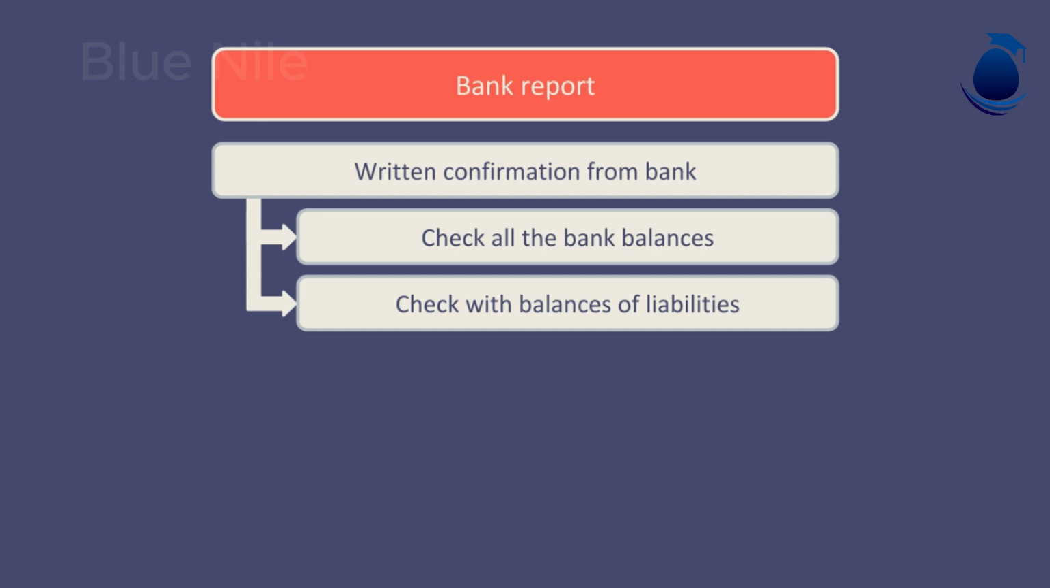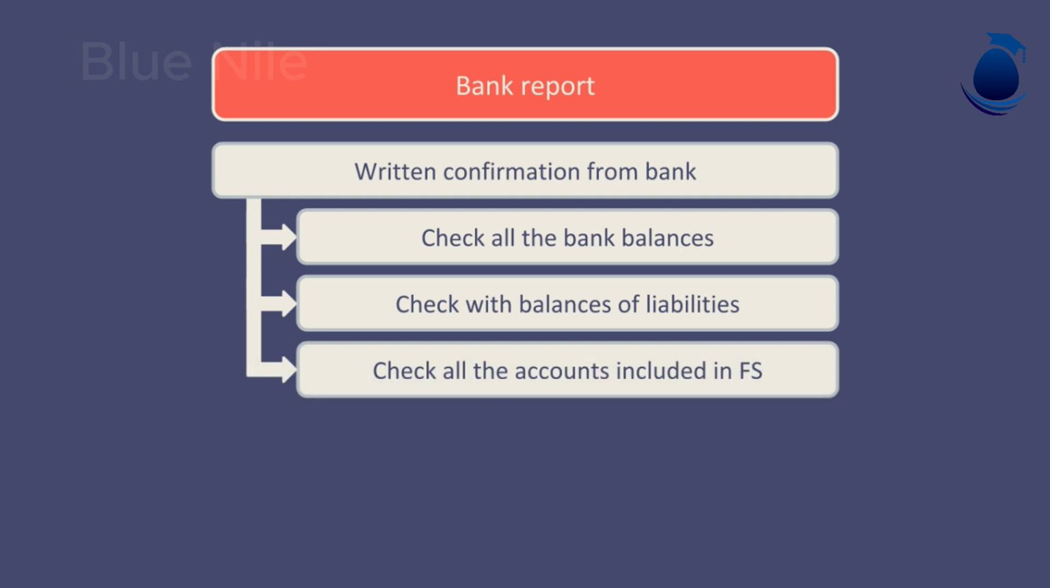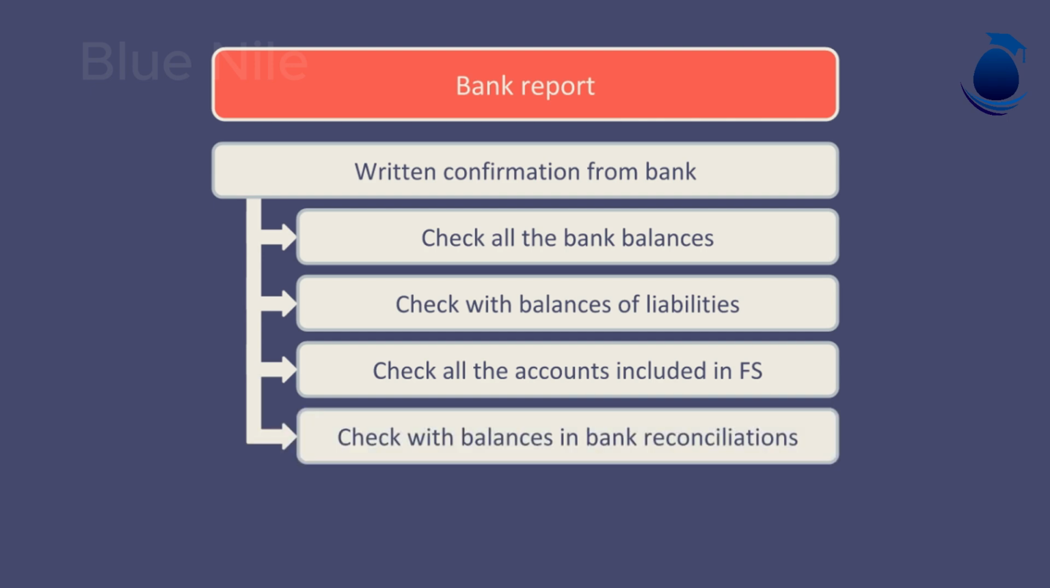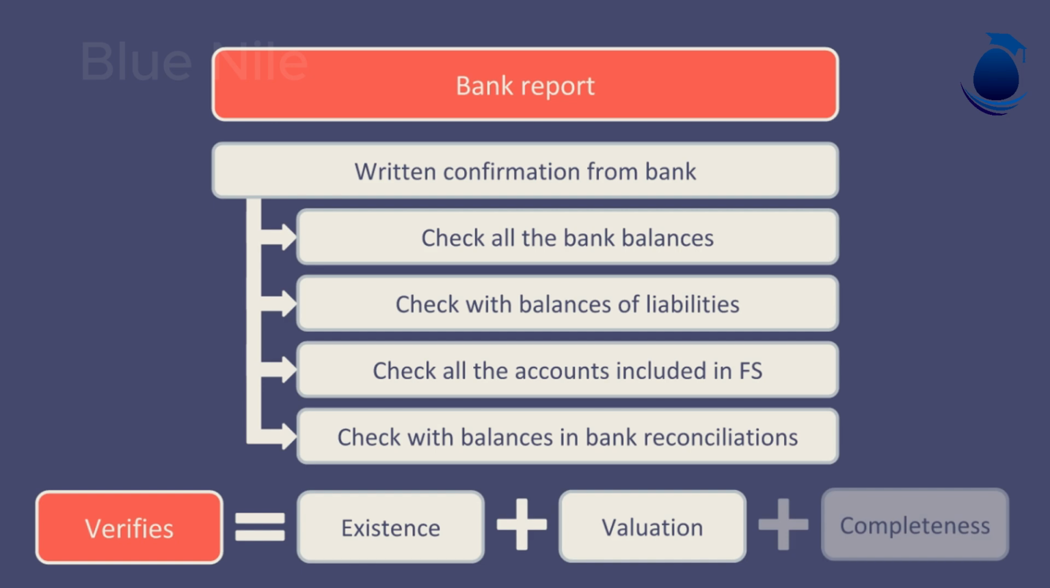The auditor should ensure the bank accounts have been included in the financial statements by agreeing the bank accounts to the trial balance. The balance itself may not agree due to timing differences, and so they should also agree the balances to any bank reconciliations prepared. This verifies existence, valuation, and also completeness.